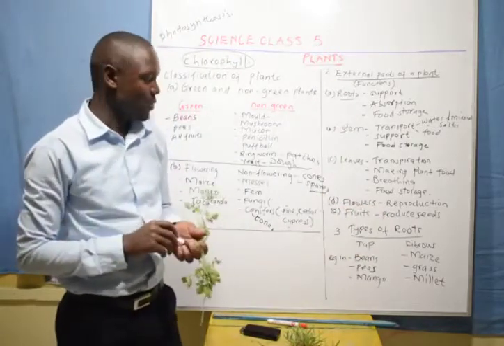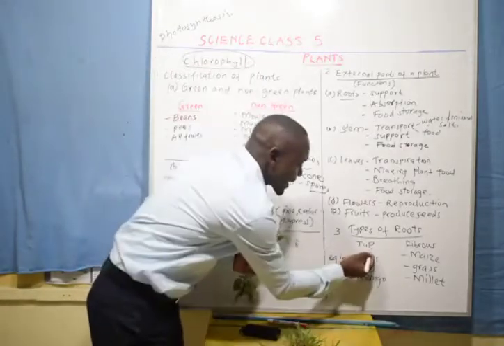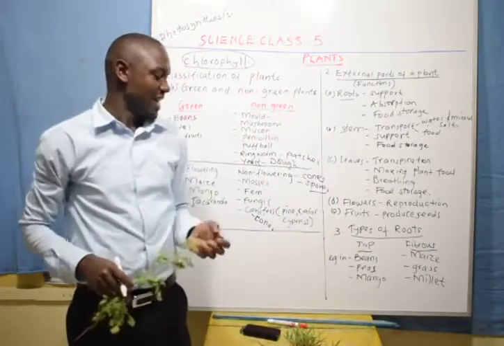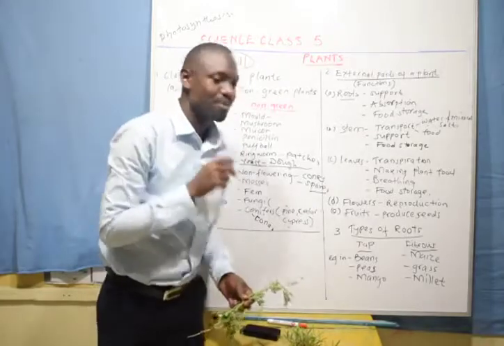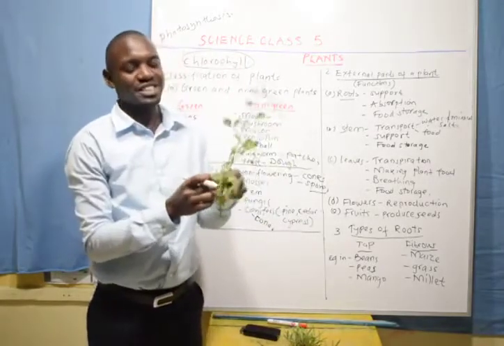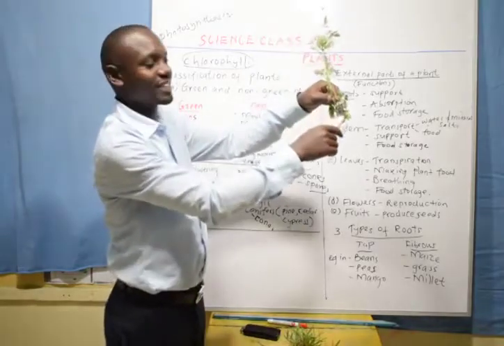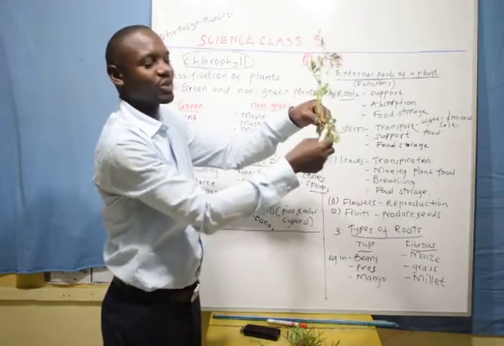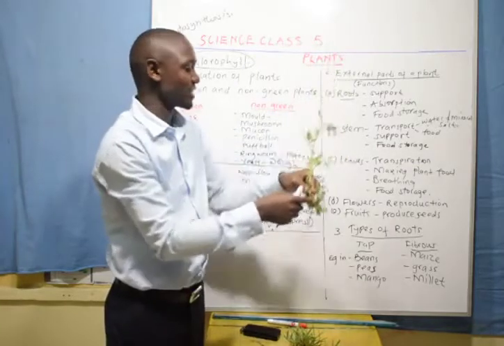And lastly, we have to look at the types of roots. We have two main types of roots. We have the taproot and the fibrous root. The taproot is whereby only one main root grows from the stem. For example, this one. This is now the taproot. We have one main root, whereby we have other root hairs which grow along that main root. So this is a taproot system.